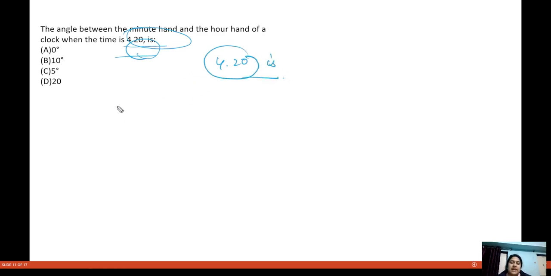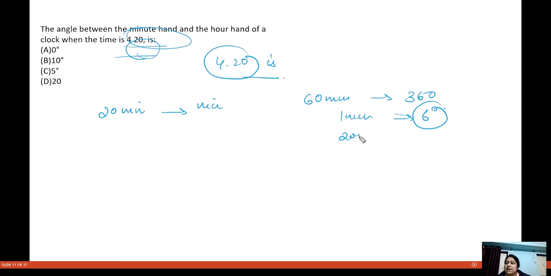So what I am saying here is, in 20 minutes, how much is the minute hand traveling? We know in 60 minutes the minute hand travels 360 degrees. So in 1 minute the minute hand travels how much? 6 degrees. So in 20 minutes the minute hand travels 120 degrees.